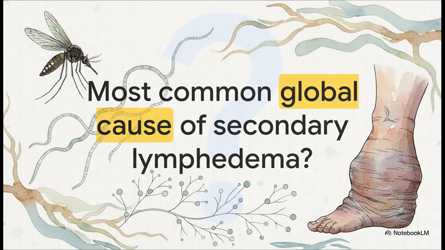The answer is B. While developed nations mostly see secondary lymphedema from cancer surgeries or radiation, on a global scale, the number one cause is lymphatic filariasis. It's a mosquito-borne parasitic infection that physically damages the lymphatic vessels, leading to severe chronic obstruction and elephantiasis.